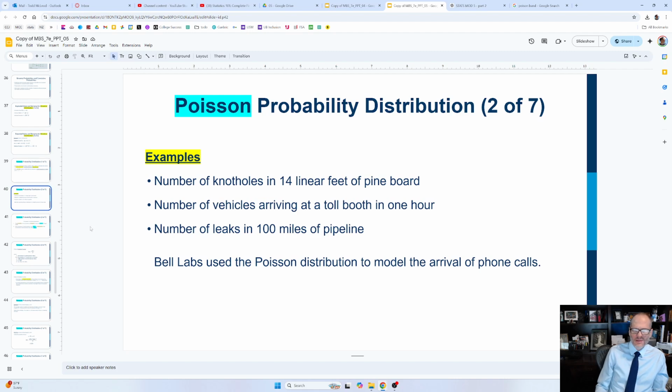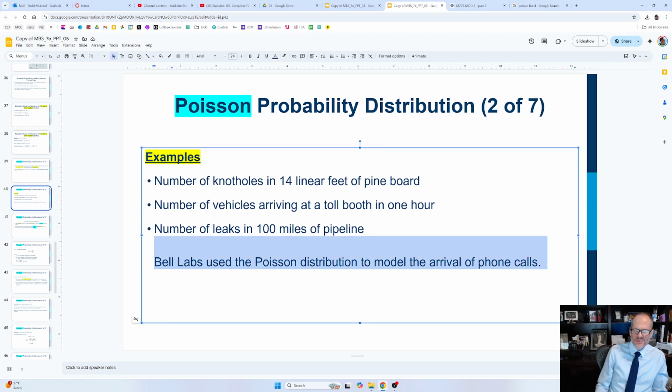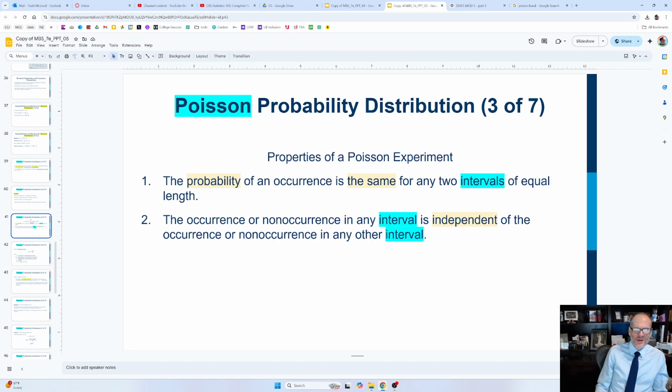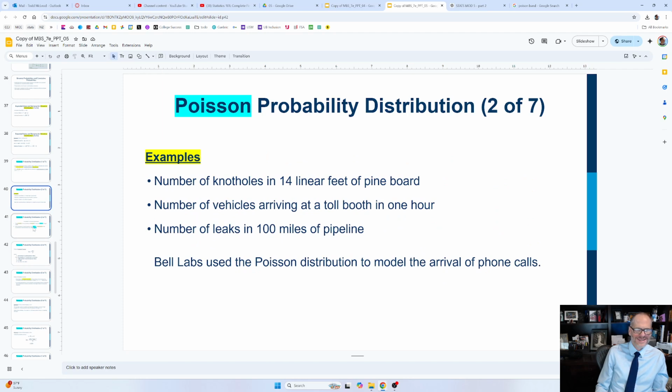And then a little note down here, Bell Labs used Poisson to model the arrival of phone calls. That's such a weird use of arrival, you know? Why don't you just say model the number of phone calls received? That's weird. All right, so that's, to me, like statisticians aren't necessarily the best at using English to describe things.